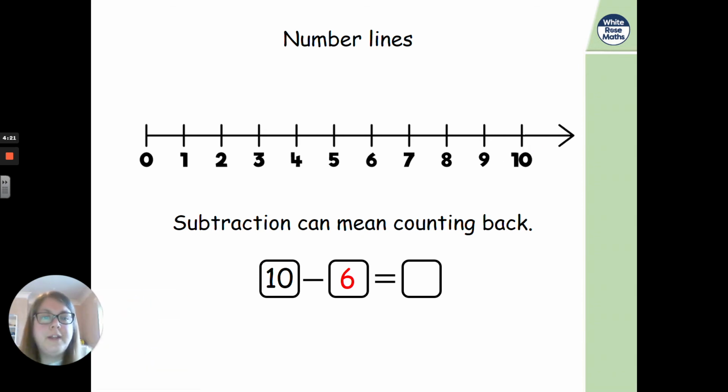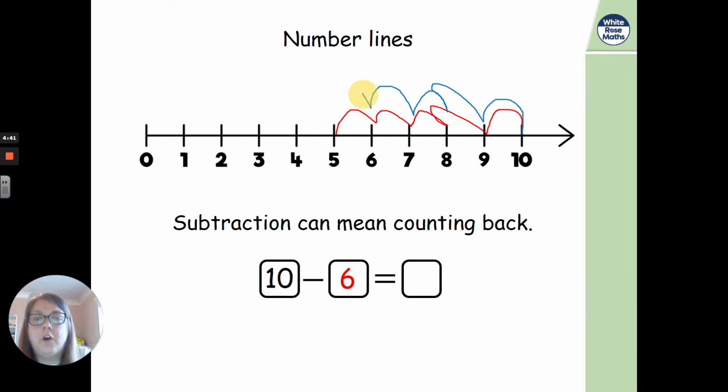So if I started here and I'm going to take away 6 and I go 1, 2, 3, 4, 5, 6. I think the answer is 5. However, let's just pop a different colour on. If I started jumping here and then went 1, 2, 3, 4, 5, 6, I get 2 different answers. So I've got to remember that the blue one is the correct one because we do not count the number that we start on. We start there and then when we jump and we get to the next number, we go 1, 2, 3, 4, 5, 6.